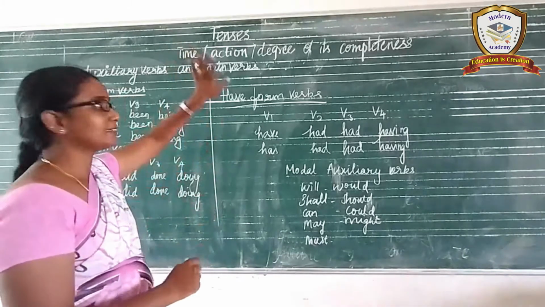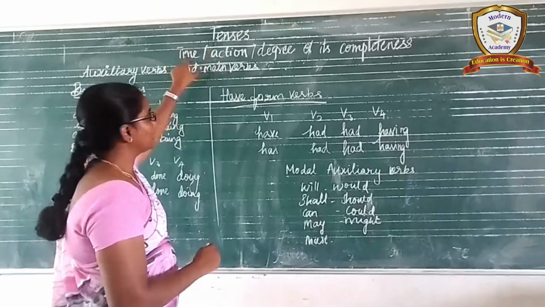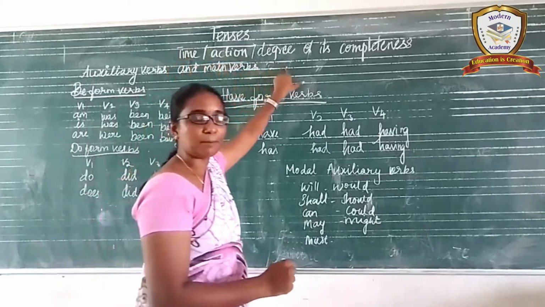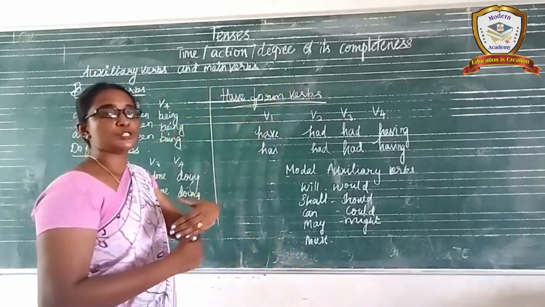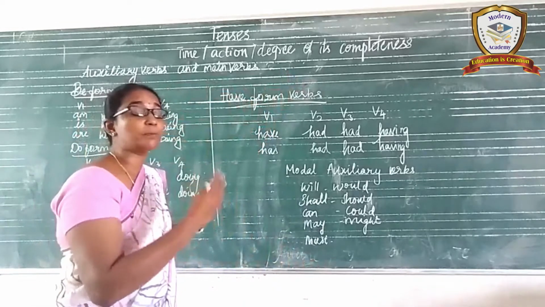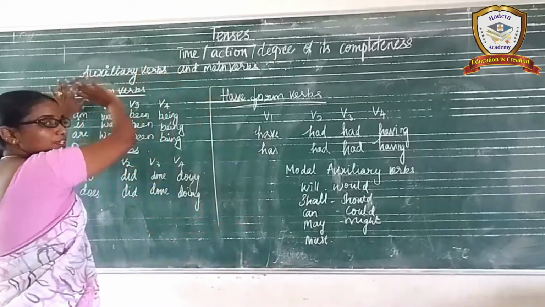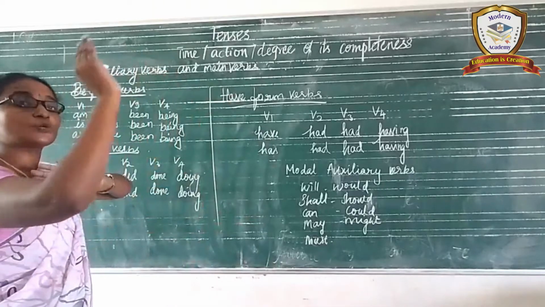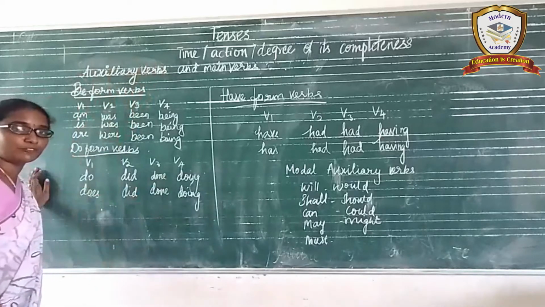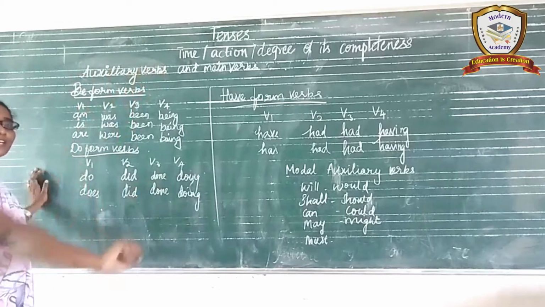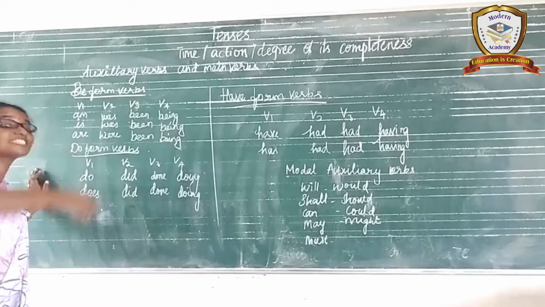First, what is tense? Tense of a verb shows the time of an action and the degree of its completeness. Auxiliary verbs show the time. Main verbs show the actions. Understand? Auxiliary verbs are also known as helping verbs, because they are always followed by a main verb. Sometimes the auxiliary verb is hidden in the main verb.